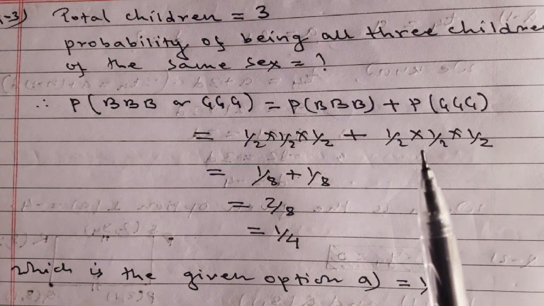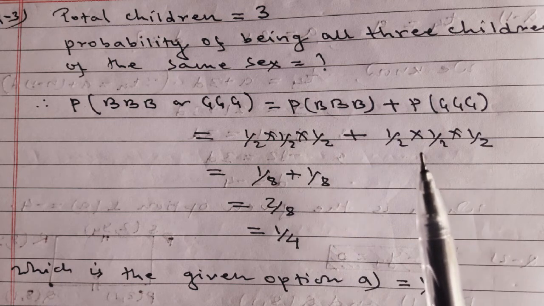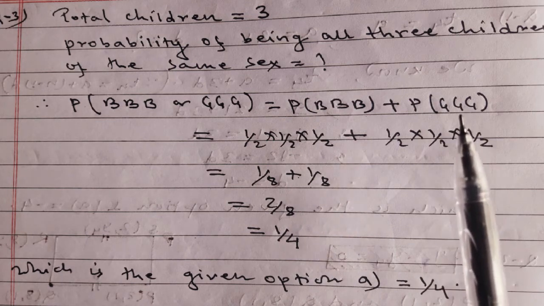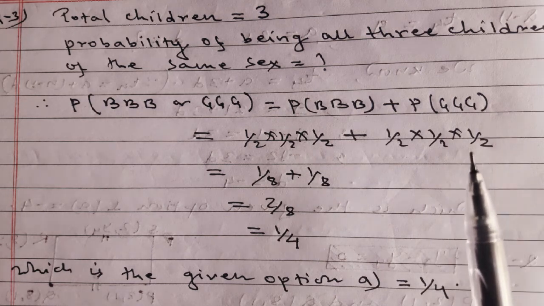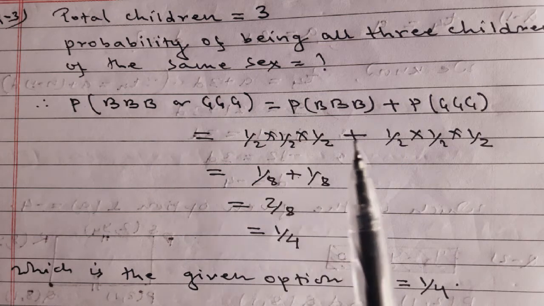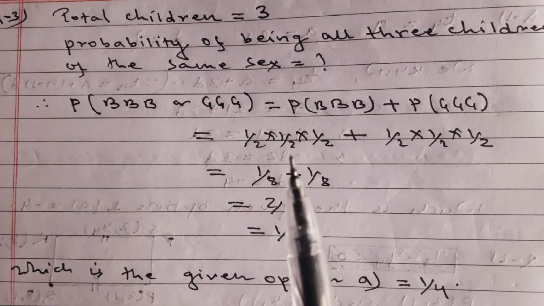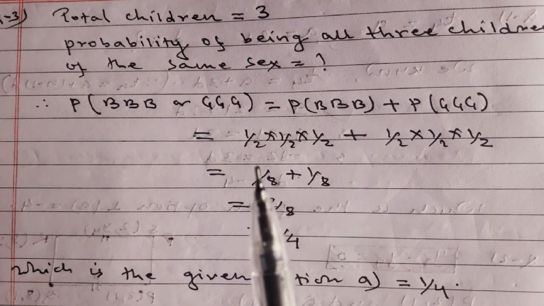Similarly, the probability of all the three children girls in the first birth, second birth and third birth are equal to 1 by 2. So probability of being all the three children girls we can write as 1 by 2 into 1 by 2 into 1 by 2. So using the formula of probability of independent events.